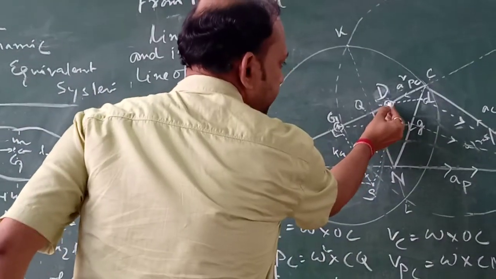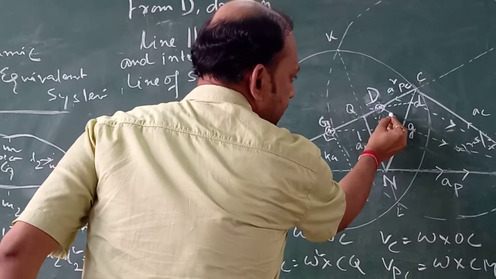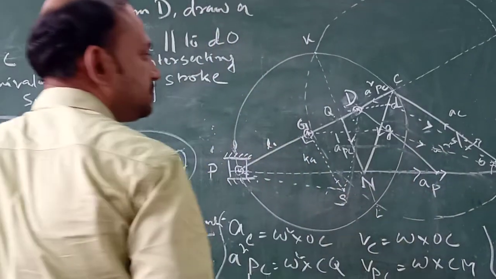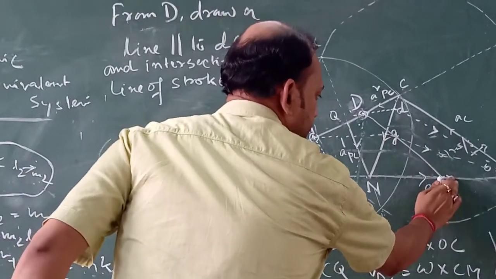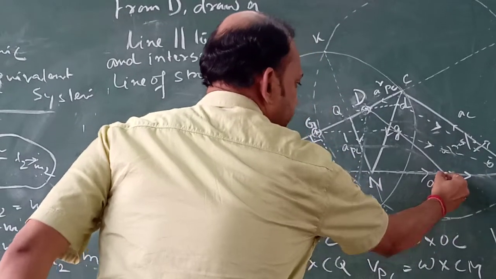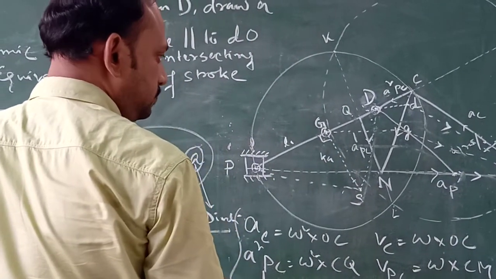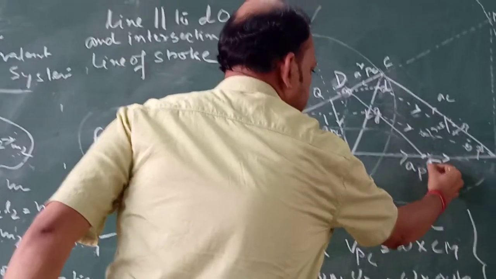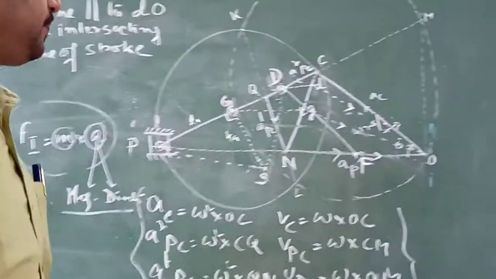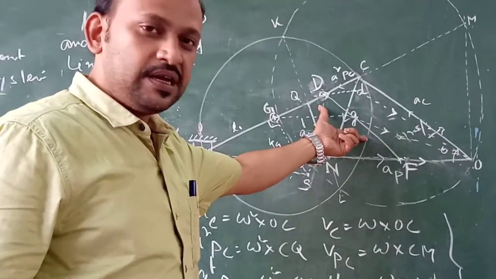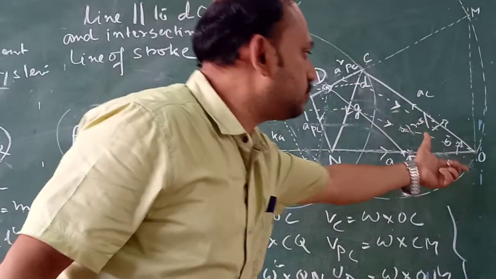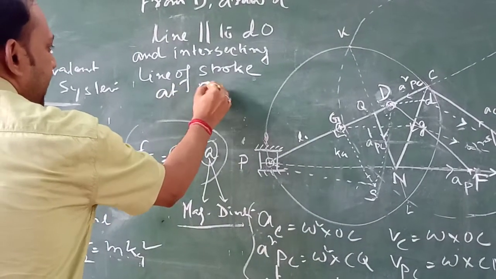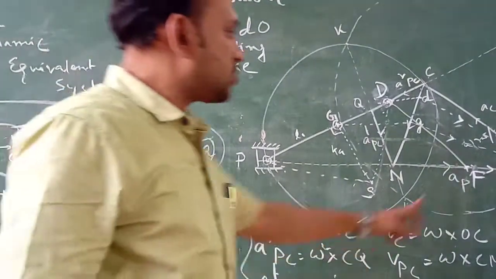So that means I can draw this parallel line, and it intersects here. Let this point be F, capital F. So what is DF? DF is a line which is parallel to small do and intersecting the line of stroke at F. So you have got this position.